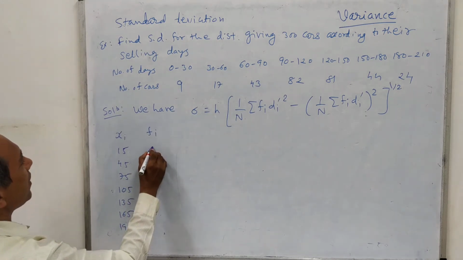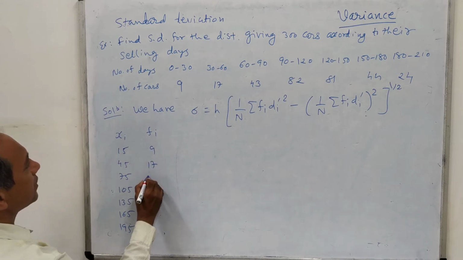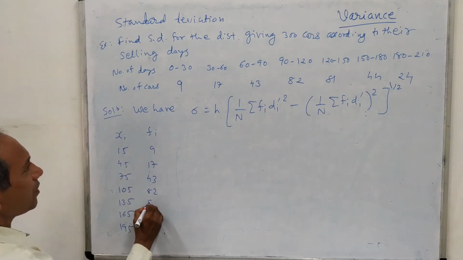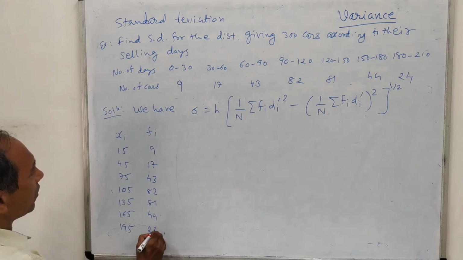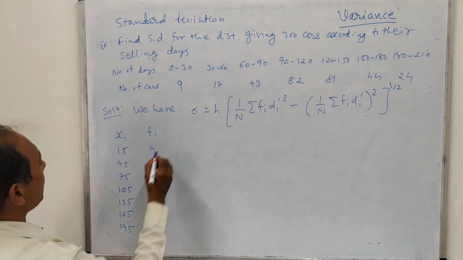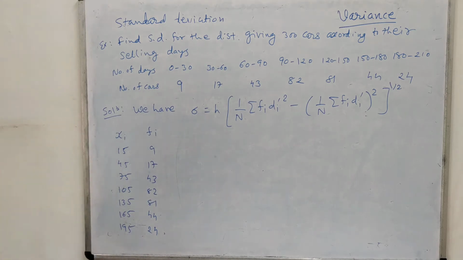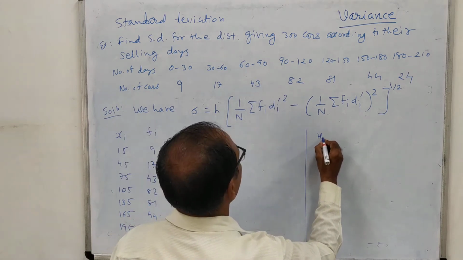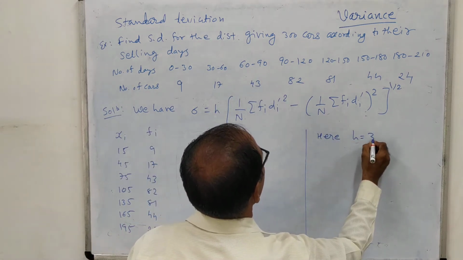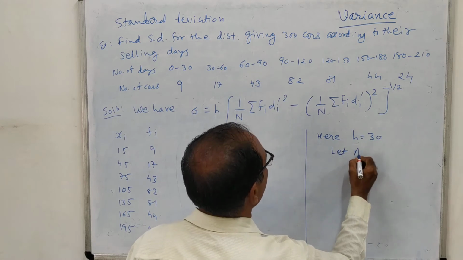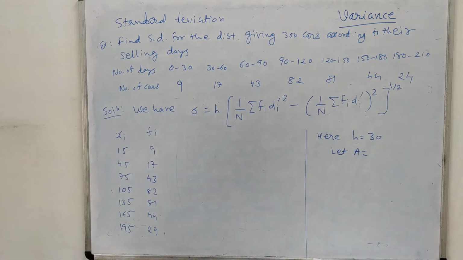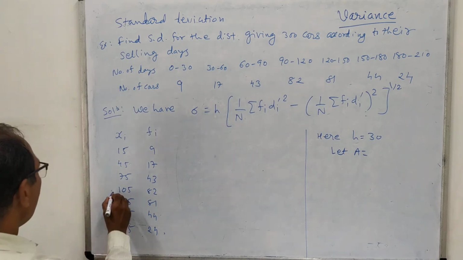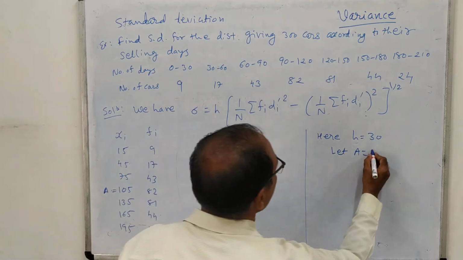And the corresponding values of fi are already there: 19, 9, 17, 43, 82, 81, 44, 24. Okay, so now we will assume any one value among the xi as a capital A. So here in the solution process we will write down, we have here h equal to 30. Let us assume, it is not given, the value. So we will assume suppose here a equal to 105.